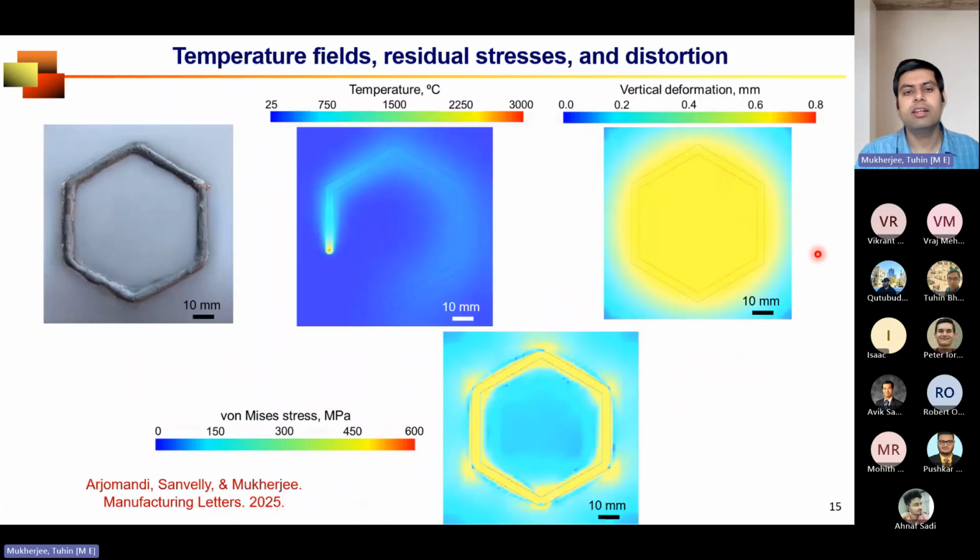So we were interested in understanding how selecting a few key coordinates can impact the final outcome, like the temperature fields, residual stress and distortion during wire arc additive manufacturing. So we investigated very simple examples, like what if you deposit a hexagonal shape. You see that depending on the selection of the teaching points, which are the 6 vertices, you get different types of temperature field, distortion field and residual stress field.